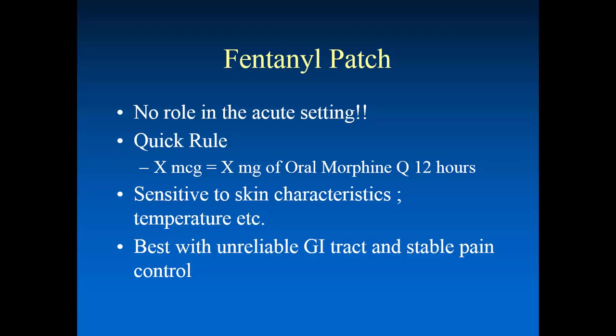In my mind, it is best used when a person has an unreliable GI tract. The things we run into frequently at Cooper are people who have malignant bowel obstruction or partial bowel obstruction. The other important thing is that the pain control is stable, that you've established what their opioid needs are with an IV infusion, and that you know how much drug they're going to need. Again, the fentanyl patch does not work well for dynamic situations.